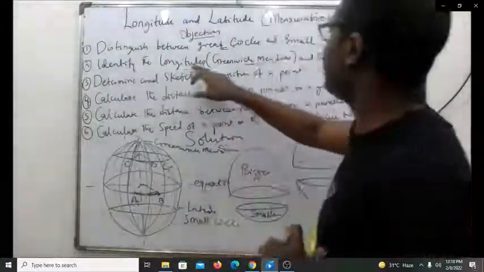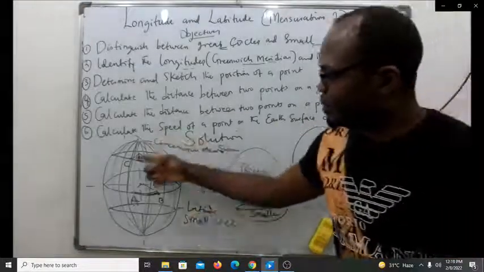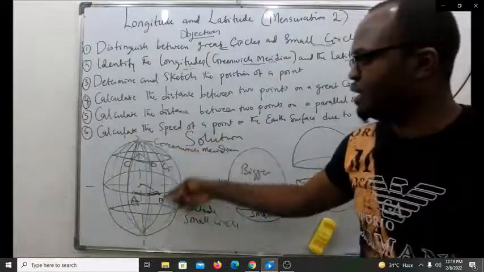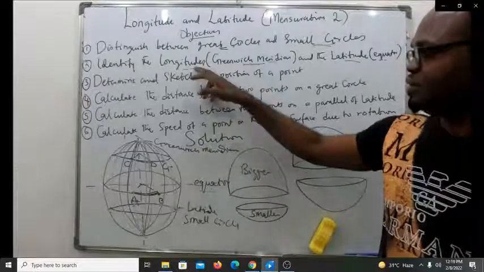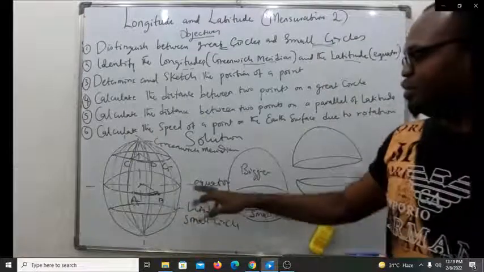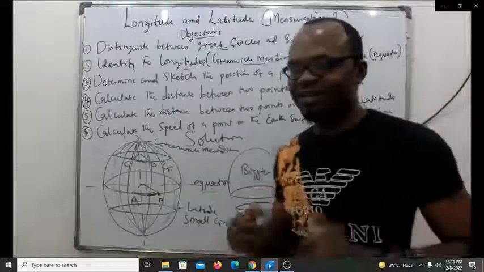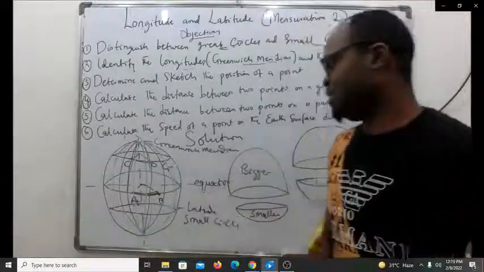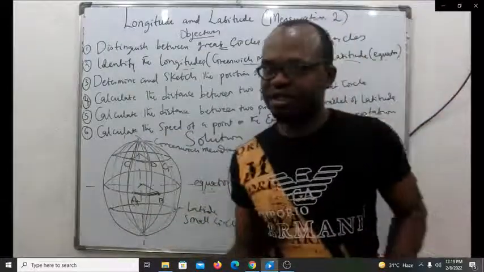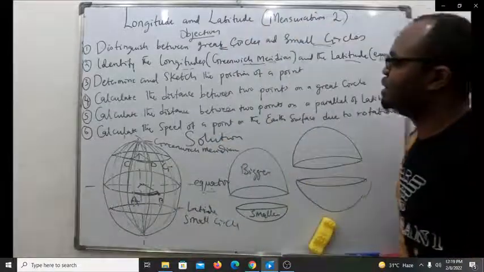Now, identify the longitudes and the latitudes. I told us that the vertical circles across the Earth's surface are known as the longitudes, whereas the horizontal ones are the latitudes. And the most important latitude is the equator, because it is a reference point for measuring other distances. Whereas the most important longitude is the Greenwich Meridian, because it is also the reference point for measuring other points and meridians on the Earth's surface.